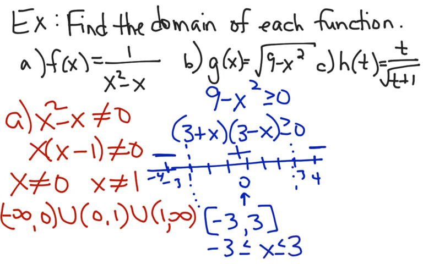Now the last function, not only do we have to deal with the fact that there's a radical, but we also have to deal with the fact that that radical's in the denominator, and you can't have 0 in the denominator of a fraction. So there are a couple things going on here. Instead of saying that what's underneath the radical has to be greater than or equal to 0, we're going to just say that what's beneath the radical has to be greater than 0. Because not only does it have to be positive, but it can't equal 0. So t has to be greater than -1. In interval notation, we would write that as -1 comma infinity.